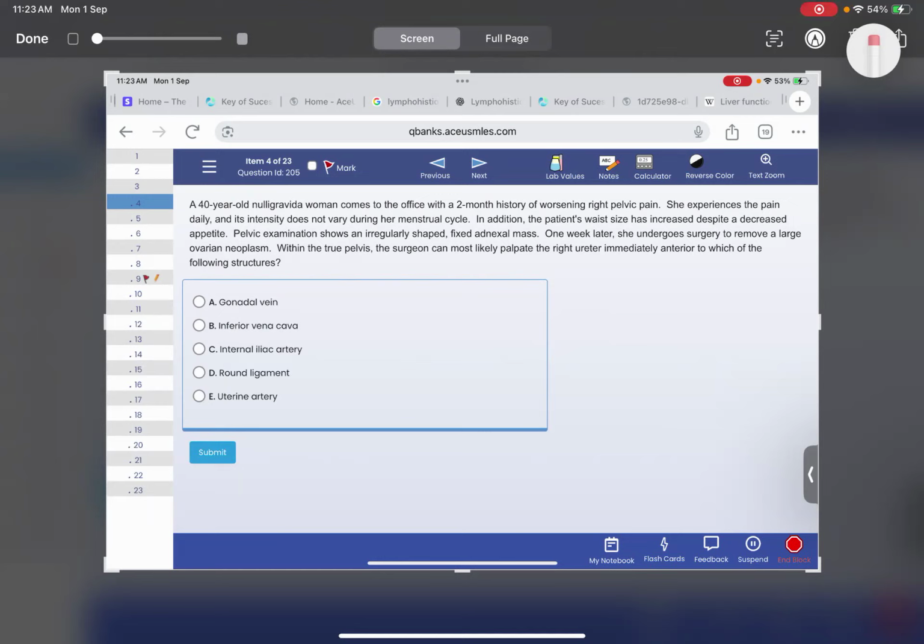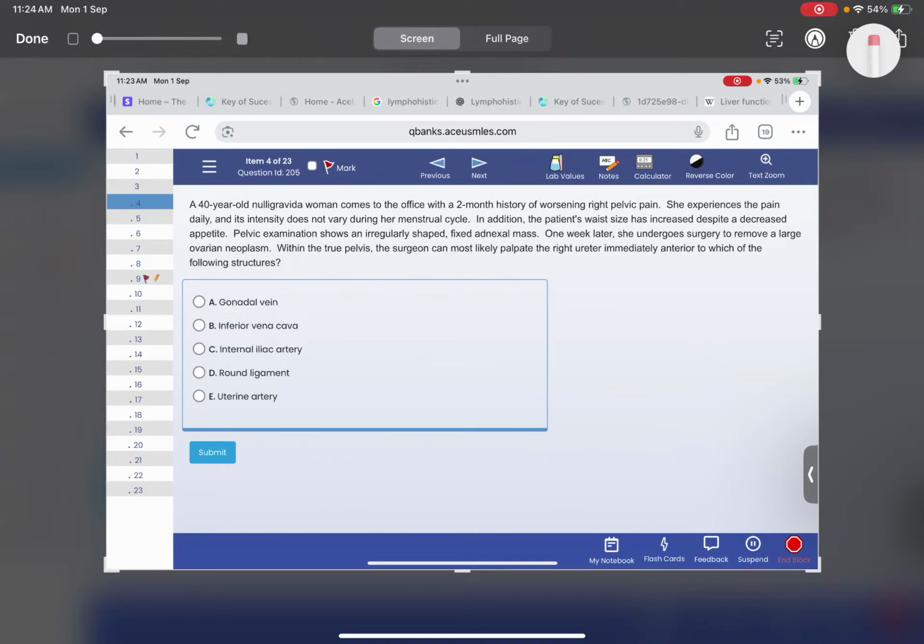So what do you think, guys? We have explained this question. So, that's water under the bridge. The ureter will be under the uterine artery, but if they're asking what's anterior, so that will be the iliac, right?